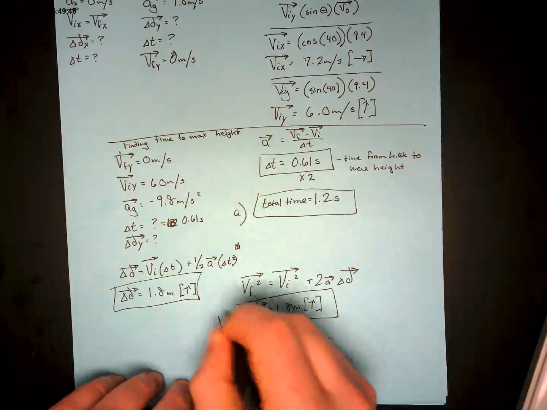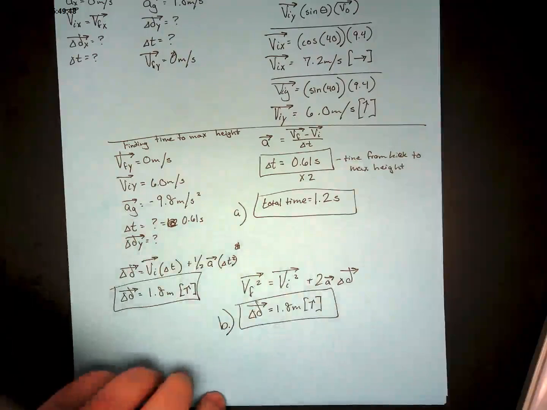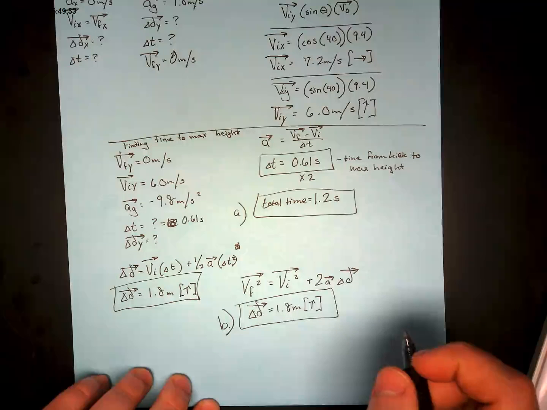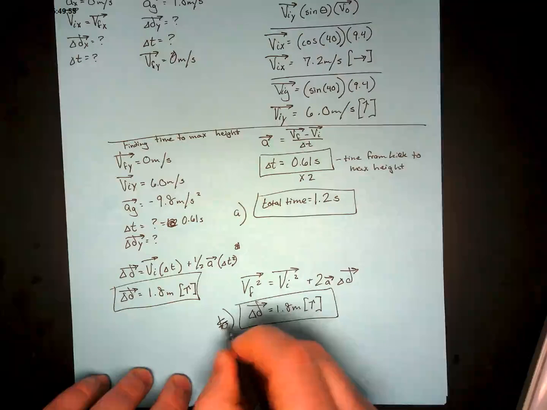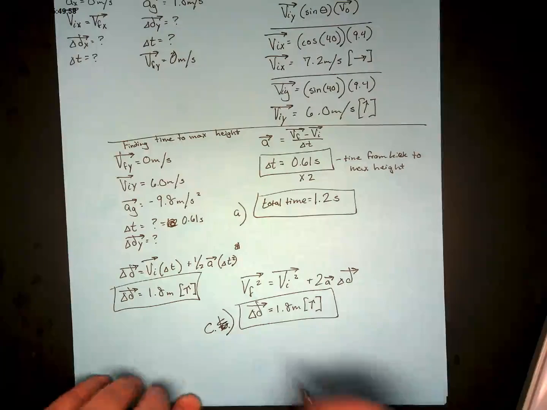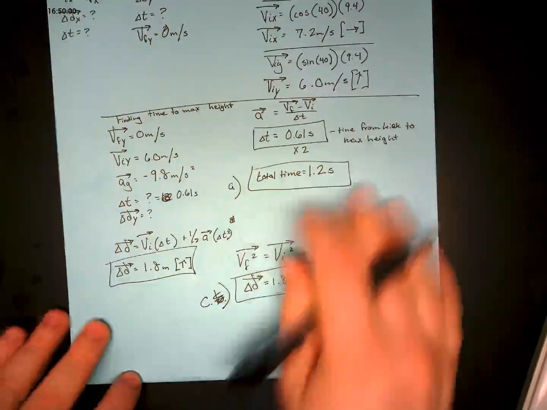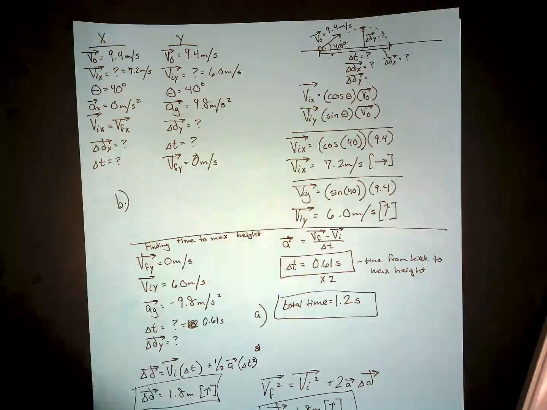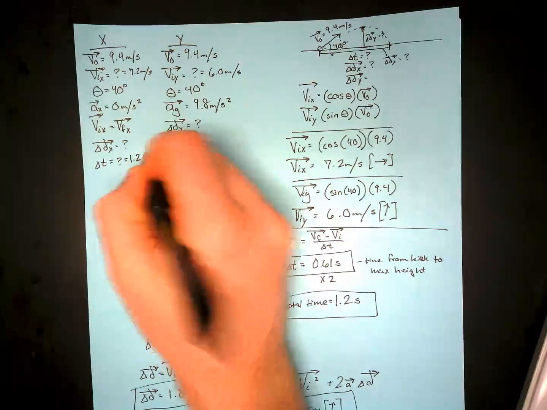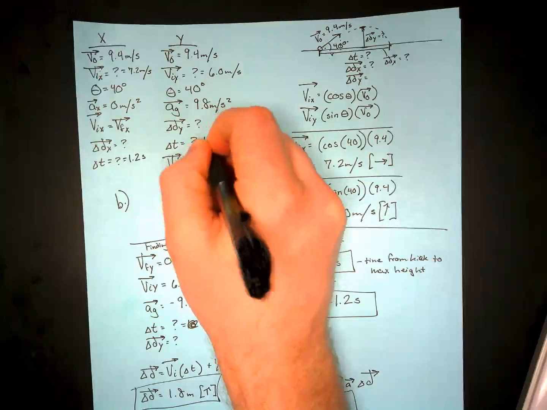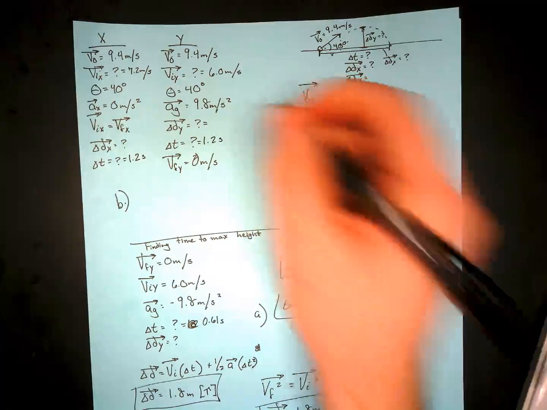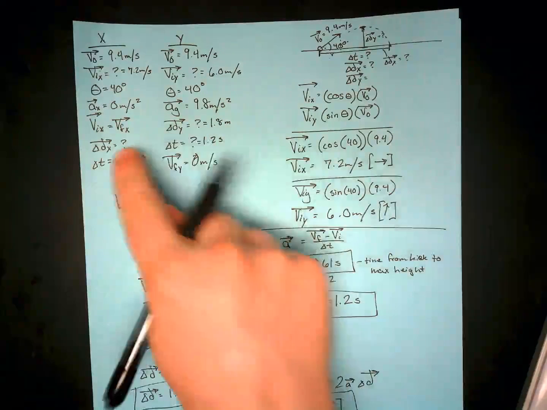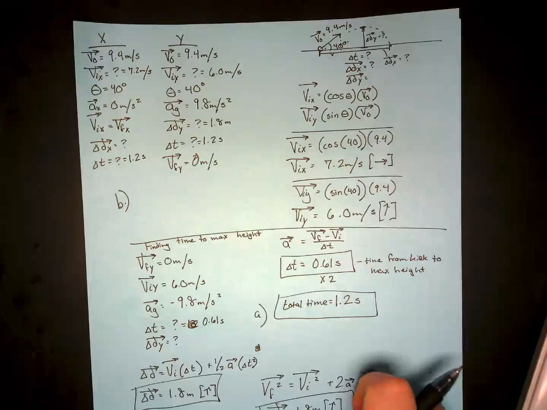Okay, so that's C, the max height. Oops, I just solved for C. Sorry, now we got to solve for B. Let's go back up here to solve for B. To solve for B, well, we found time, and time is 1.2 seconds. We found our max height, and it's 1.8 meters. Now we just got to find our x displacement.